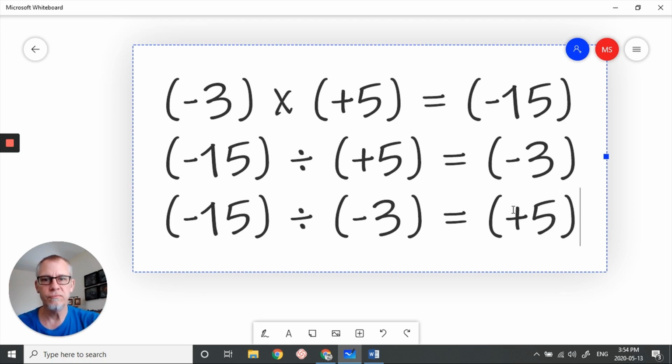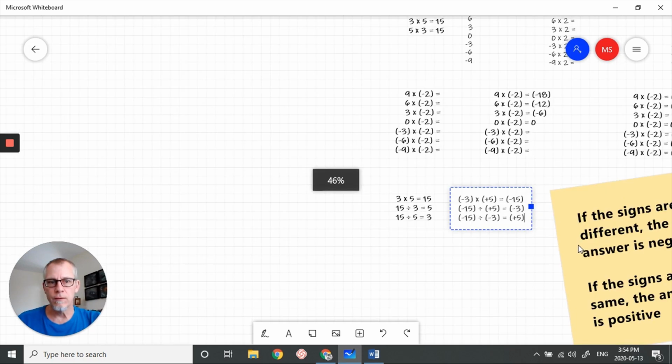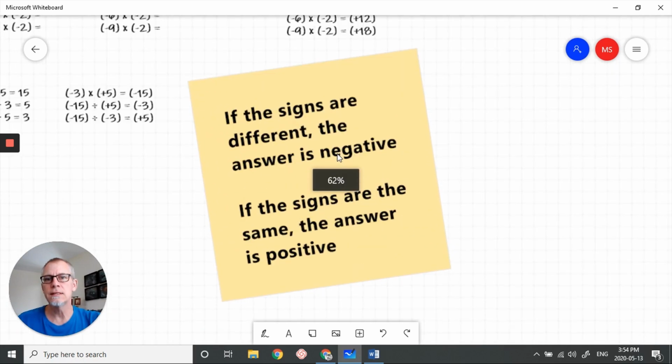And hopefully, just by looking at this alone, you're able to see the same rules apply. When we're dividing integers, if the signs are different, as we have here, one negative and one positive, the result is always a negative integer. However, if our two integers have the same sign, then our result is a positive integer. And so once again, we're back to this same set of rules. This is what makes multiplying and dividing integers so nice and so straightforward.